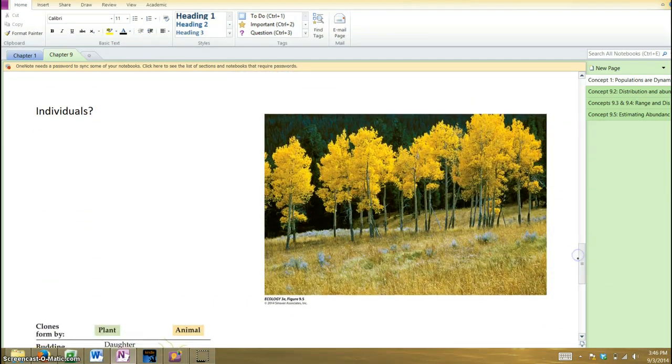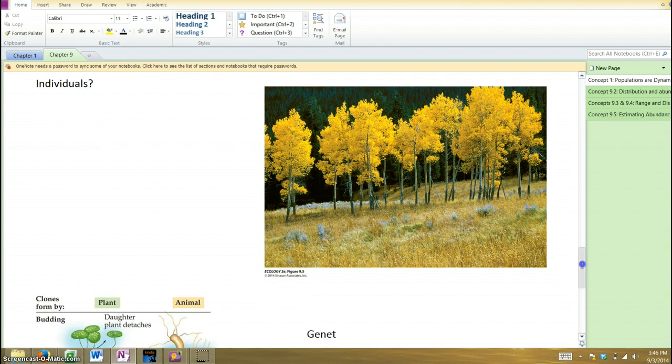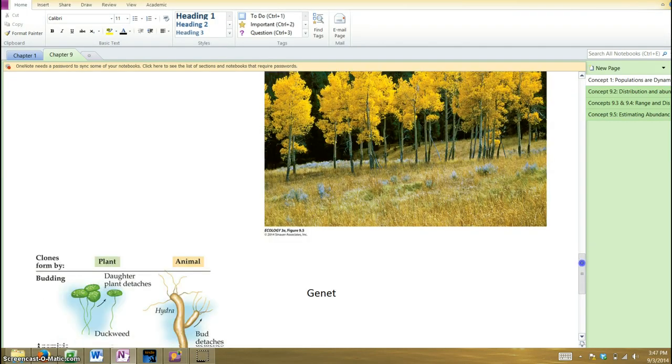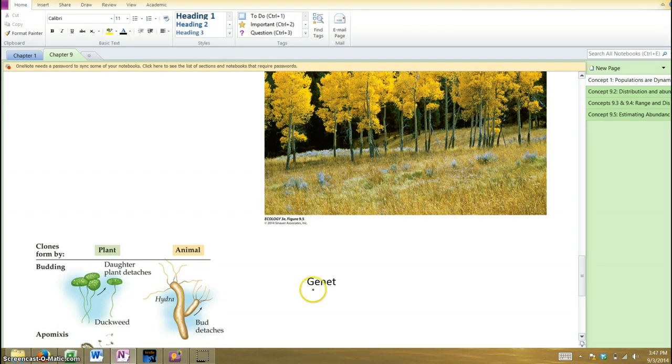Now, we have to talk here also about the nature of the individual, which might seem self-evident. Obviously, with us, we know what individuals are, individual people. But it's not that way with all species. For example, you look at these aspen trees and you think they're individual trees, but when you look underground, you see there's a connection between these trees and that they are in fact all genetically the same. That is, they are an individual genet.